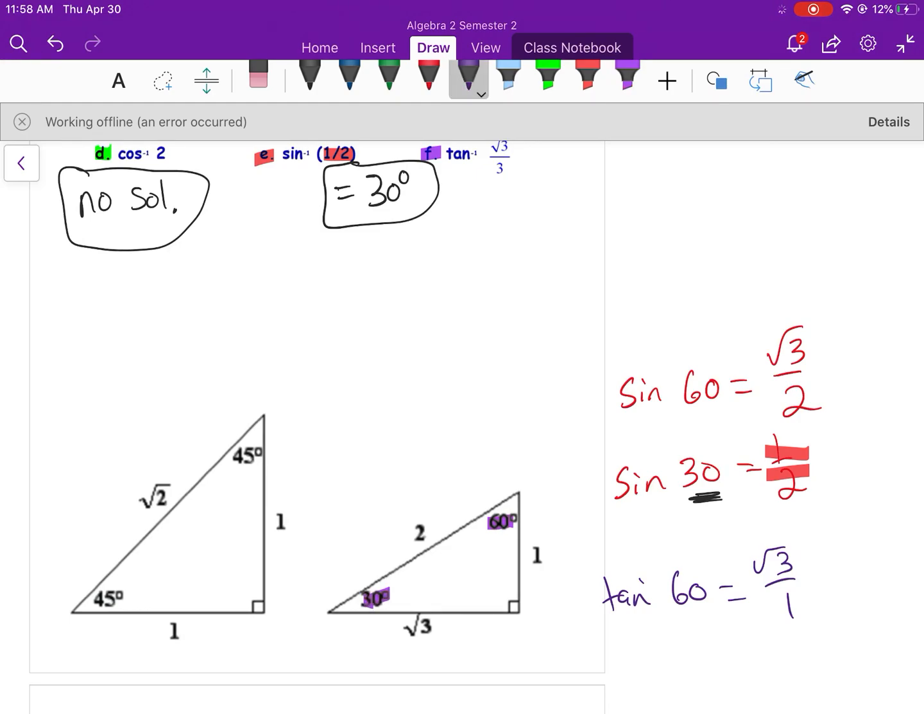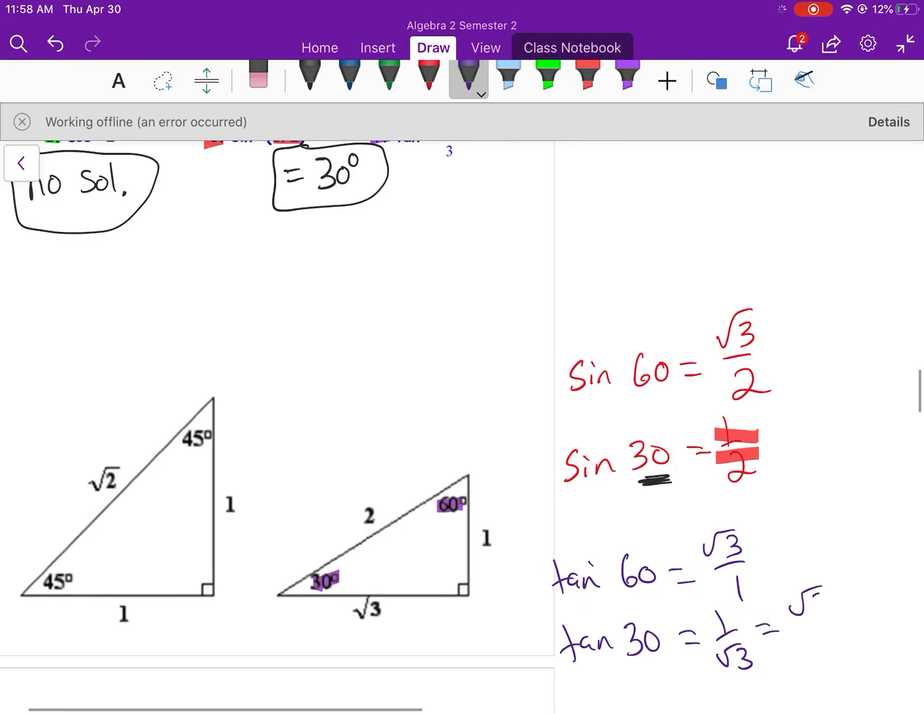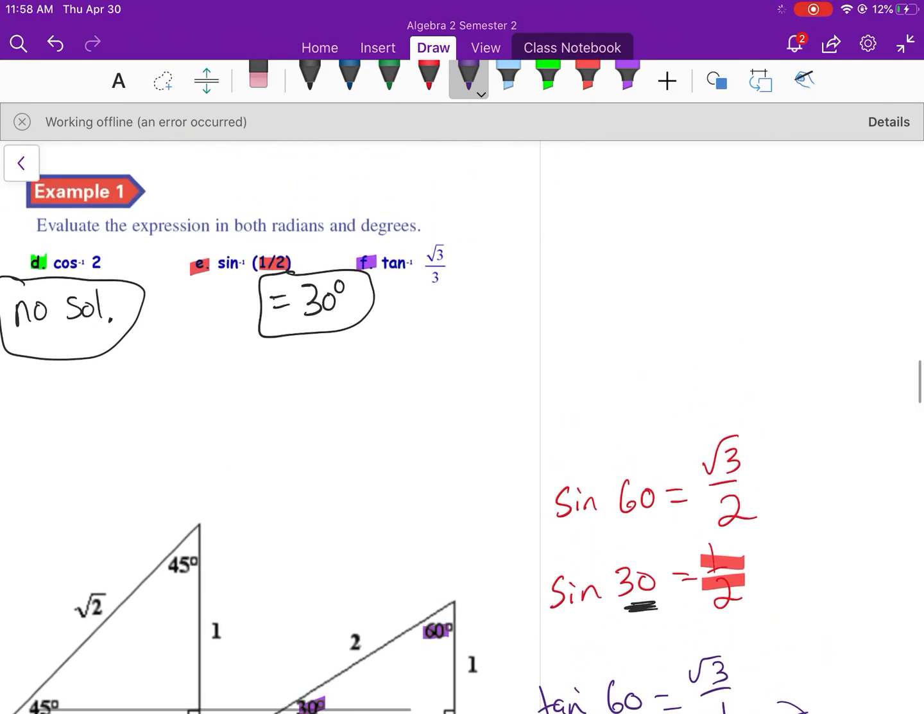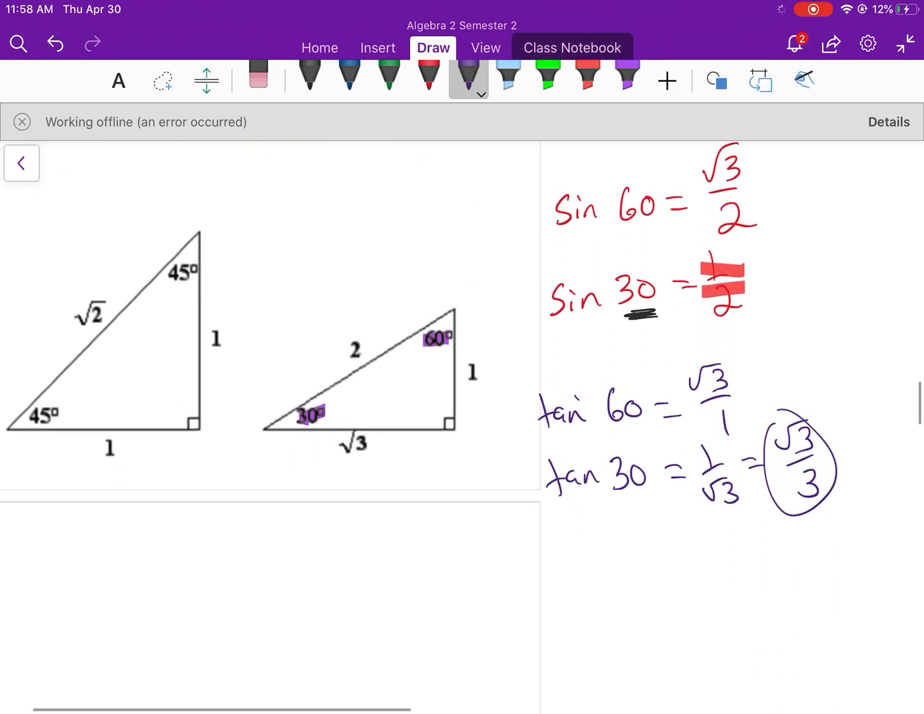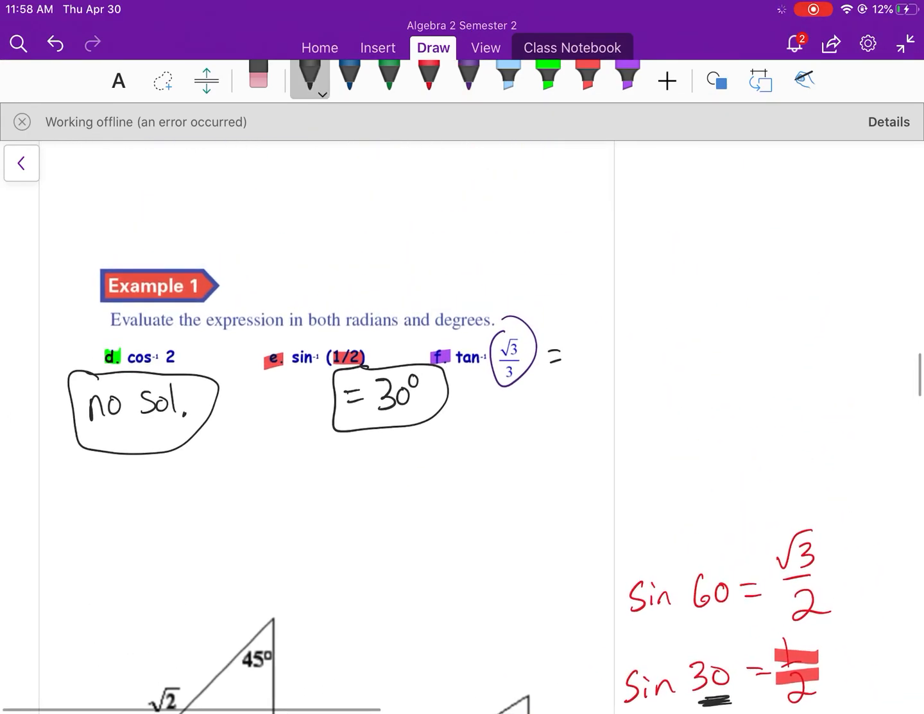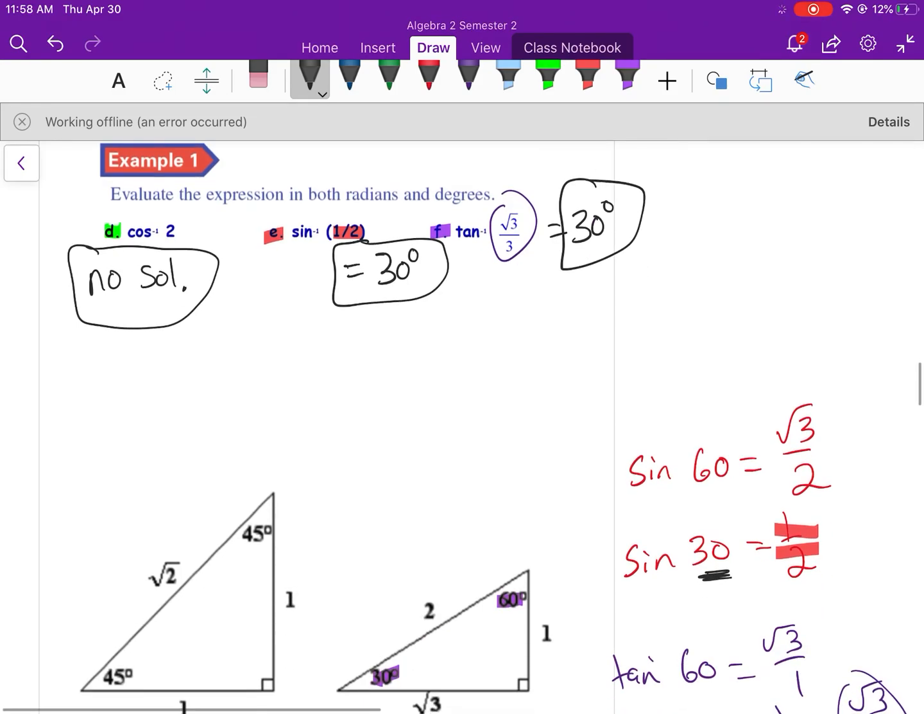So let's go to 30 degrees. Tangent of 30, opposite over adjacent, is going to give us 1 over square root of 3, which we need to simplify to get square root of 3 over 3, which is exactly what we're looking for. And the angle we went from to get that was 30 degrees. So inverse tangent of square root of 3 over 3 is 30 degrees.